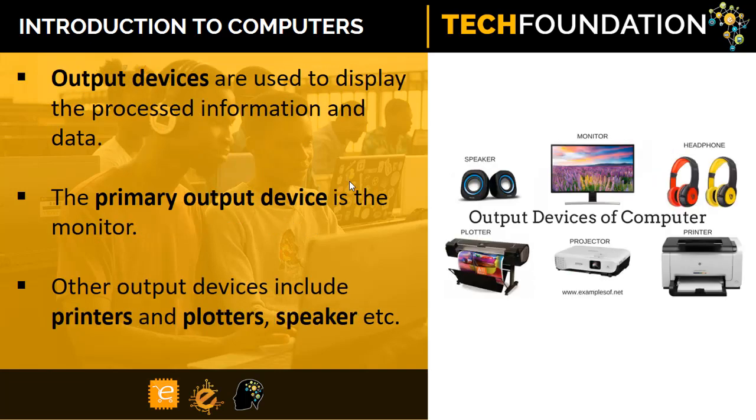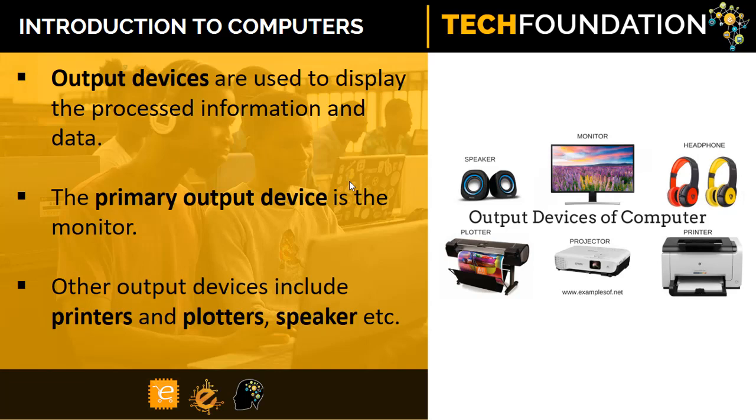Other output devices include printers, plotters, speakers, projectors, etc. The software aspect of the computer represents the non-physical aspect of the computer. That is the part that you cannot touch. Software are programs written to instruct the computer to perform specific functions or tasks. Software can be grouped into system software and application software based on how they influence the computer's operation.